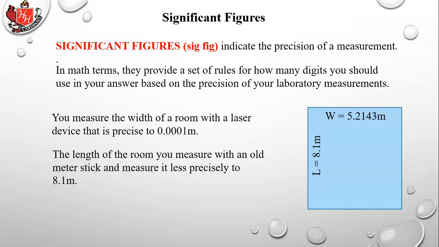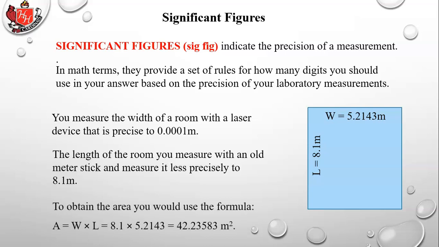The length of the room you measure with an old meter stick, and you measure it less precisely, just to 8.1 meters. To obtain the area, you would use the formula for the area of a rectangle, width times length. So it would be 8.1 times 5.2143, and what that would give you is an answer of 42.23583 square meters.